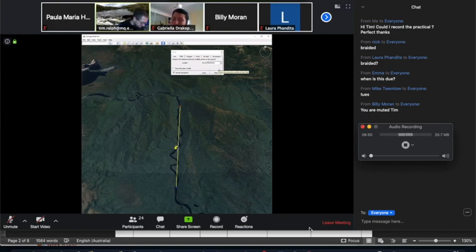So the calculation we want to do here is 11.75 kilometres of river length divided by 10.15 kilometres of valley length. That equals a sinuosity of 1.16. So let's go back to the worksheet.